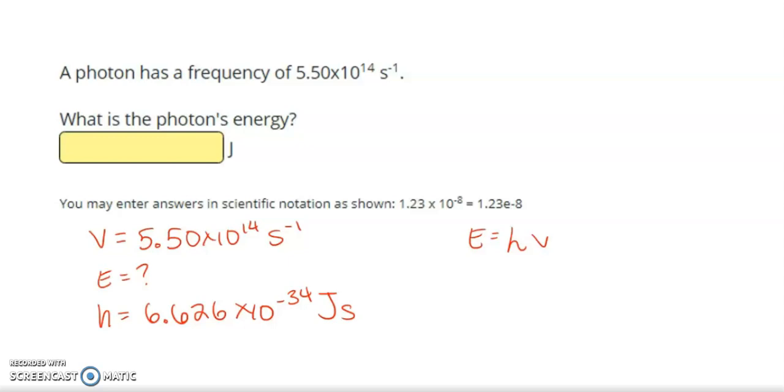And now all we have to do is plug it in. E equals 6.626. And don't forget that 6 right there. That's what a lot of people accidentally leave out. 6.626 times 10 to the negative 34 times 5.5 times 10 to the 14th.